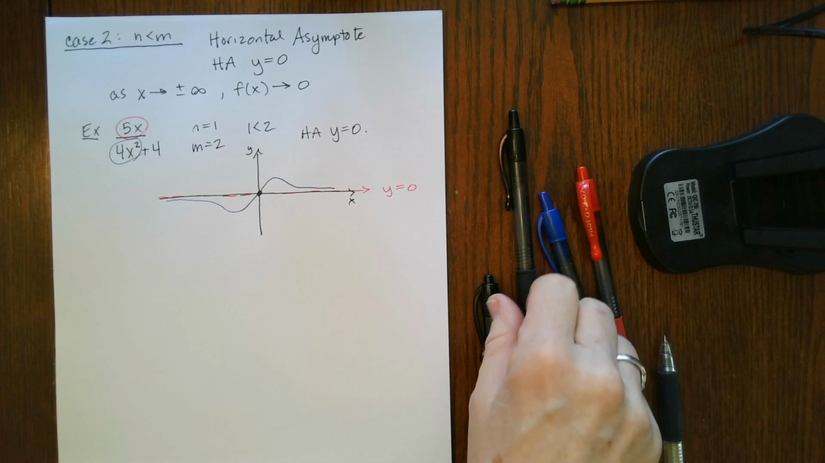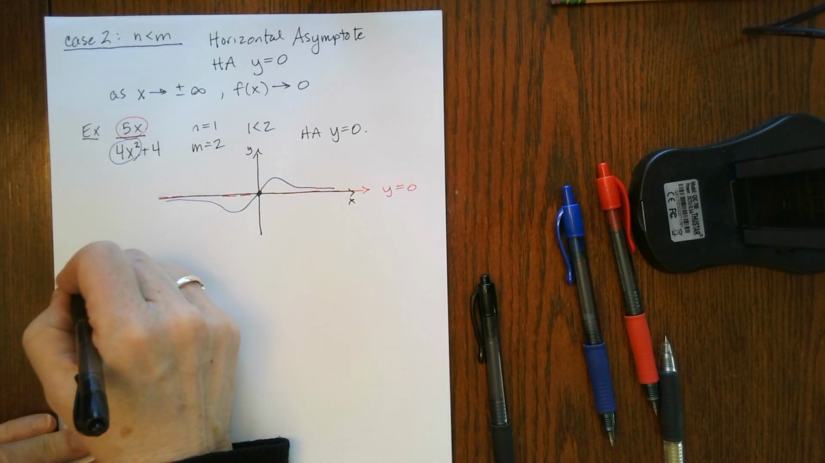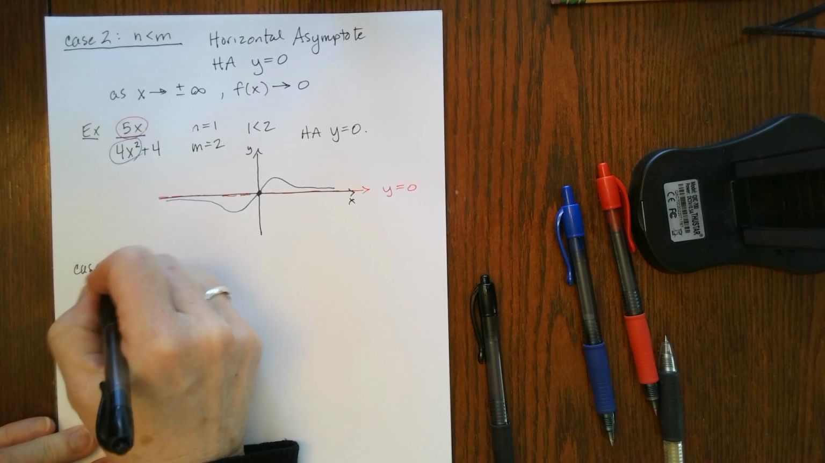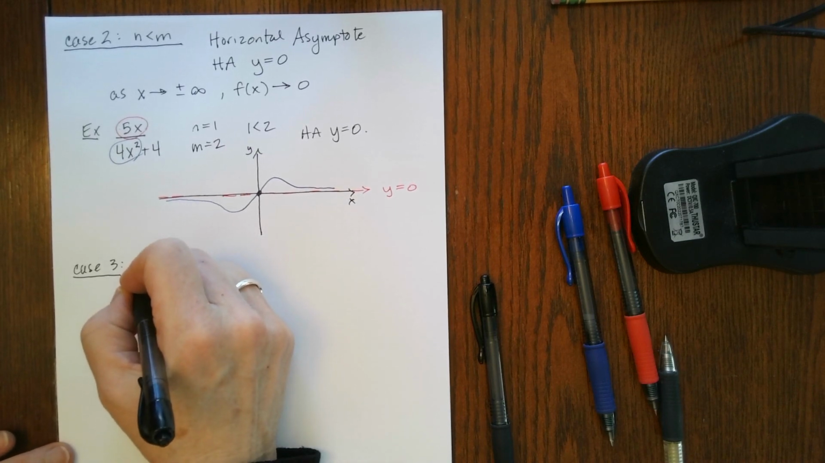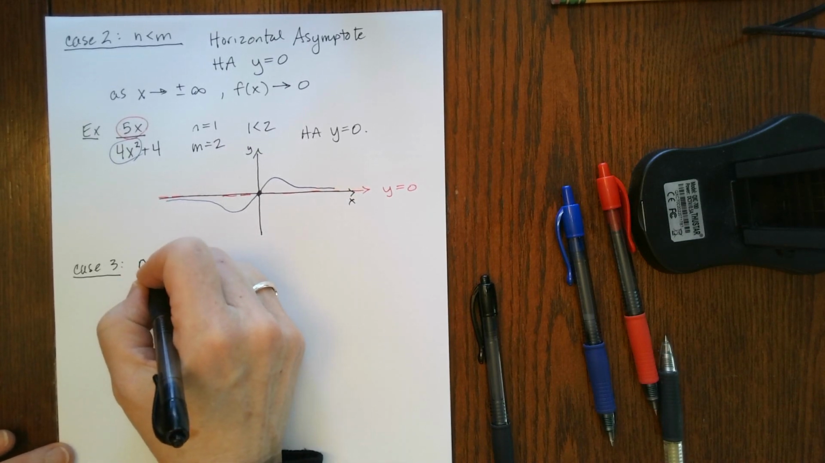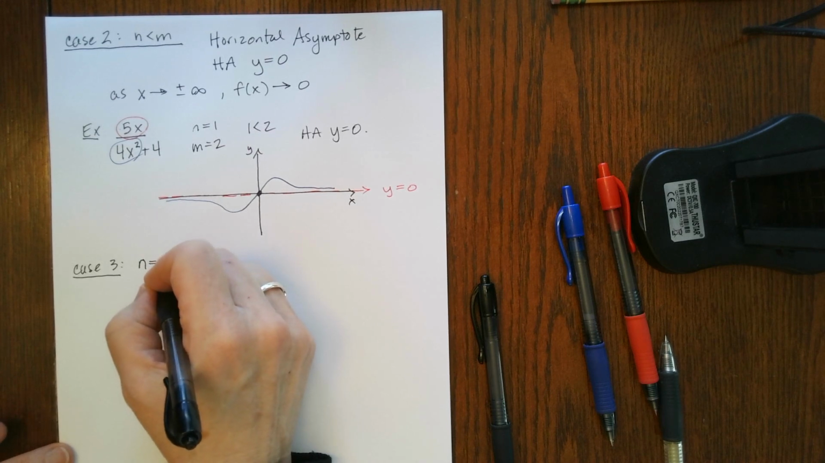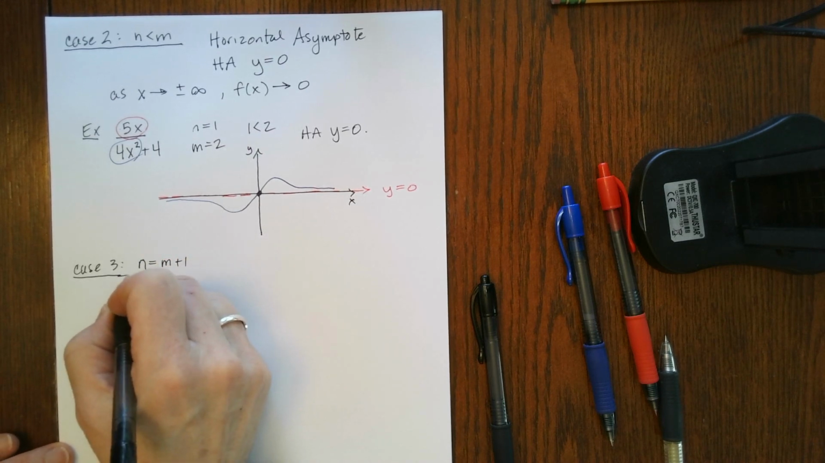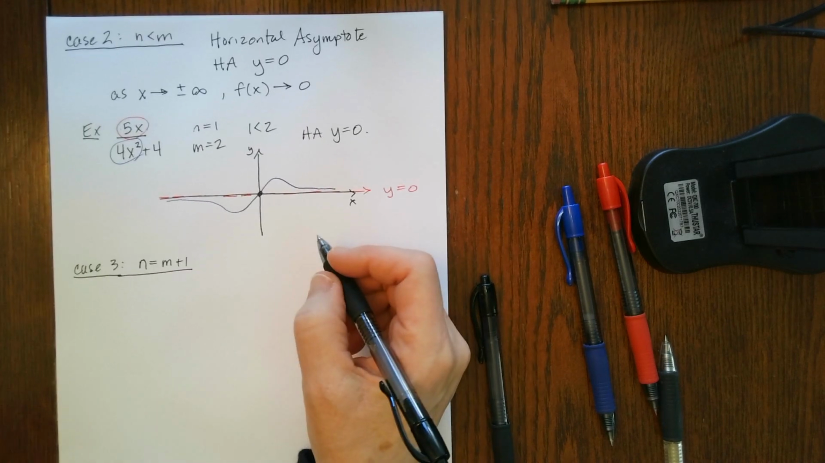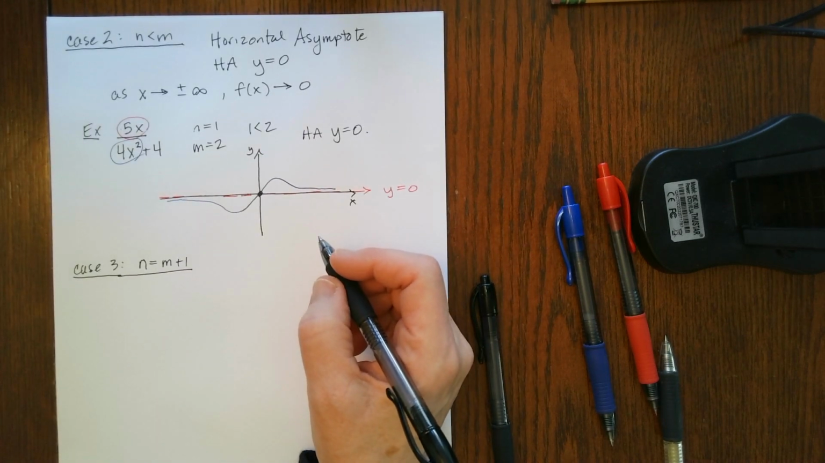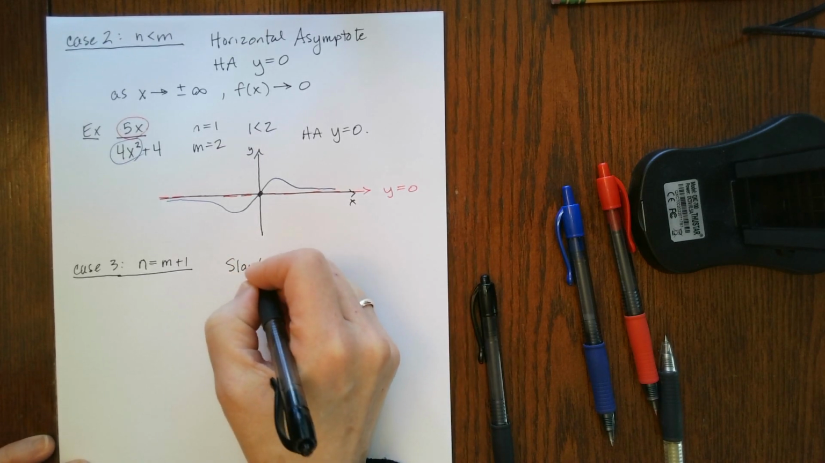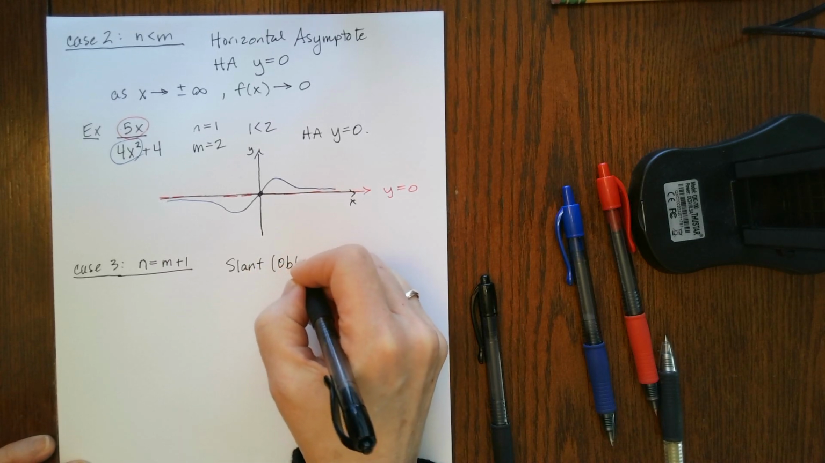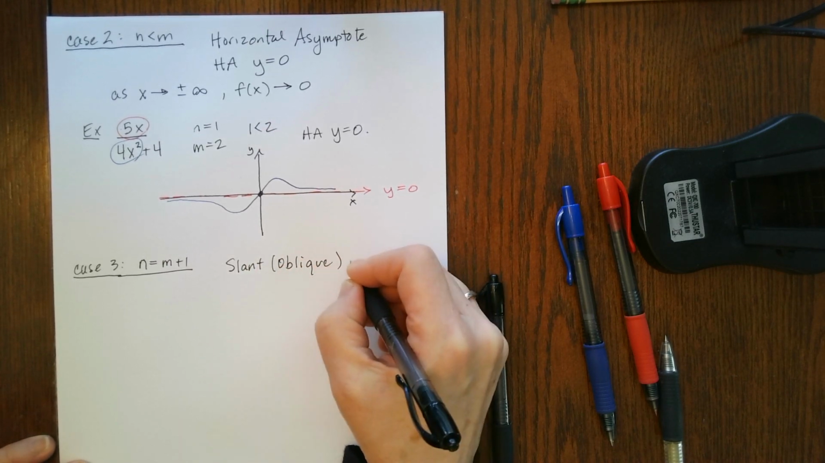All right, let's look at the next case, case 3. In this case, we're going to consider the degree of the numerator is equal to the degree of the denominator plus 1. And in this case, we have what's called a slant or an oblique asymptote.